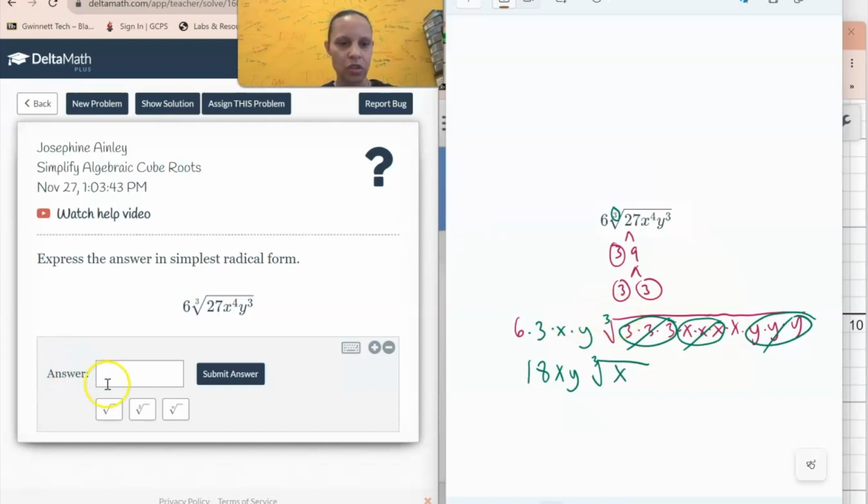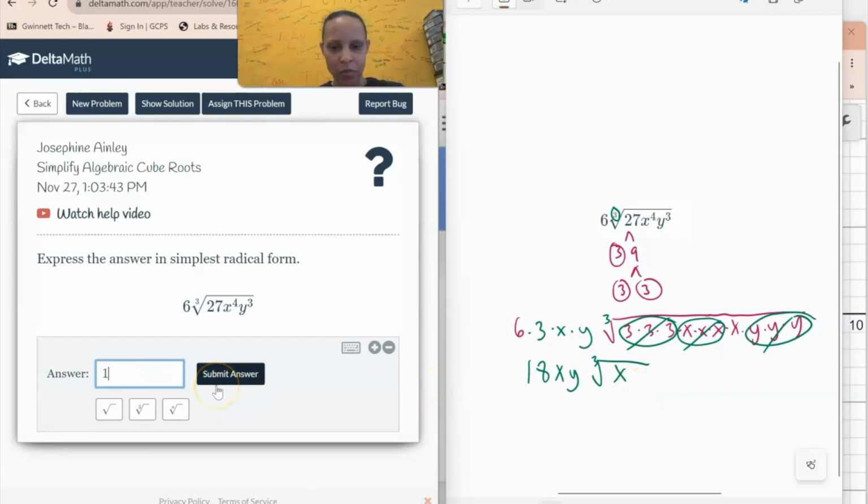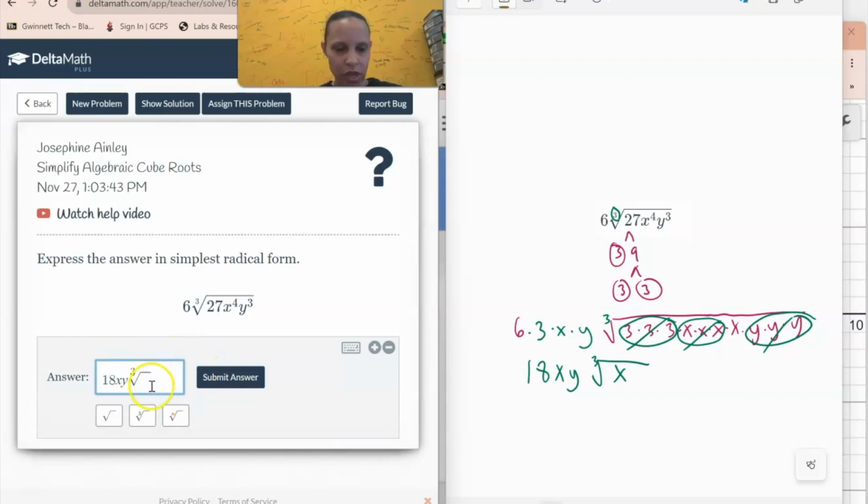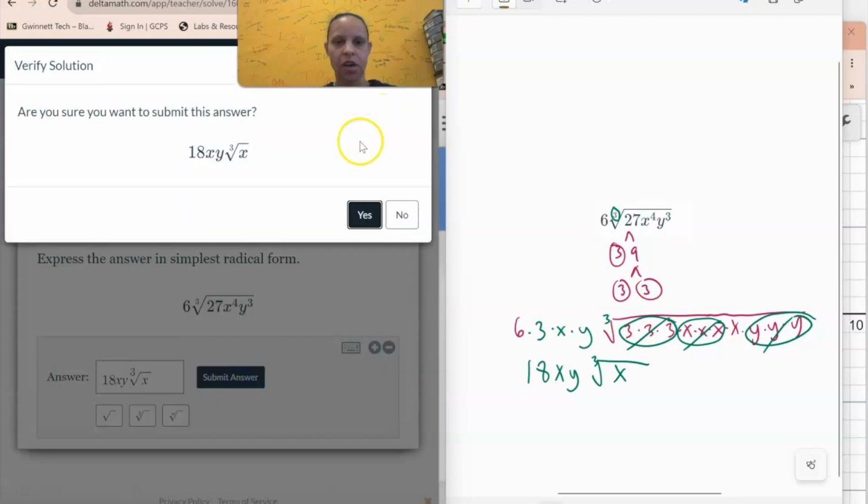So again, just make sure that when you're typing in your answer, you're typing in exactly what you have on your paper. On this one, you've got to be very careful. So x, y, cube root, and then x. Just double check that this matches what you wanted, which it does. And that's it.